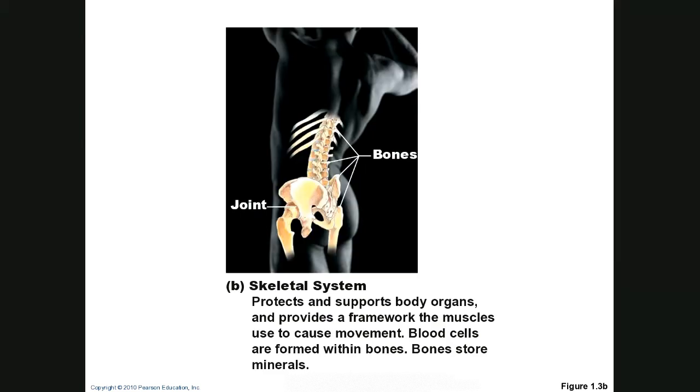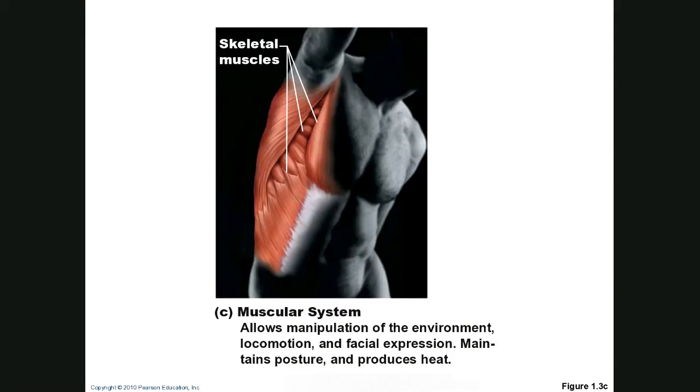Okay, the skeleton is for supporting the body and giving the muscles something to work with so they can cause movement. Blood cells are formed within the bones, and the bone stores minerals. For instance, calcium. If your calcium level is extremely low or extremely high, either one, it's going to kill you, like now. And so if you have too much calcium in your bloodstream, your body just sticks it in your bones to store. If you have too little, you'll pull it out of your bones. Muscles are for movement, maintaining posture, and also producing heat.